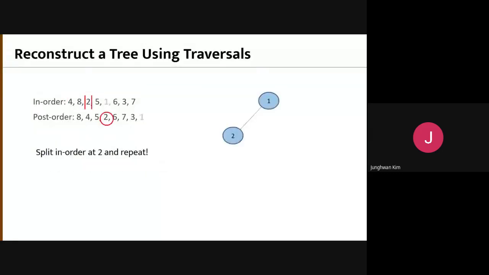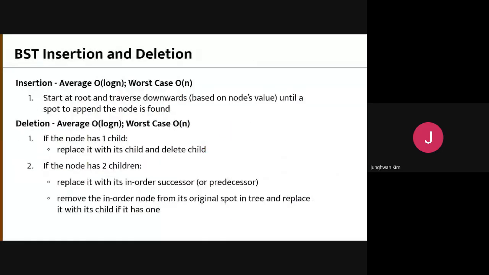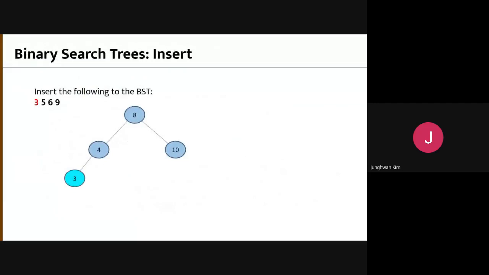Yeah. So we did 3, 5, 6, and then 9 should be on the right subtree of 8, and it should be on the left subtree of 10. So 9 is placed here. So this is the insertion of the binary search tree.